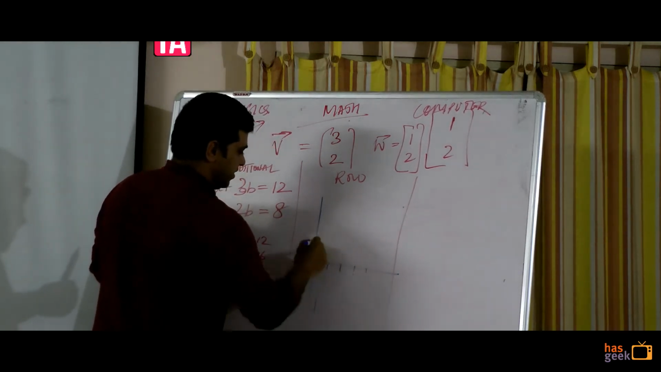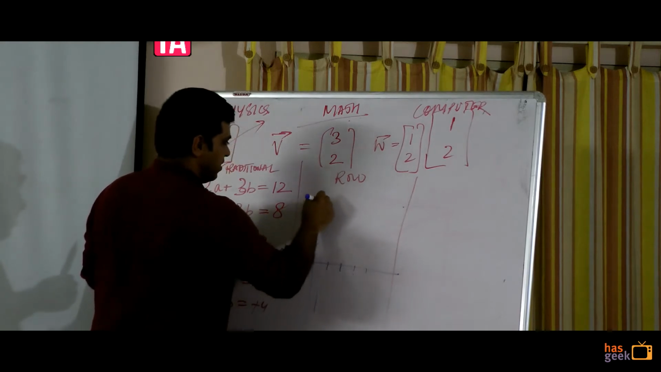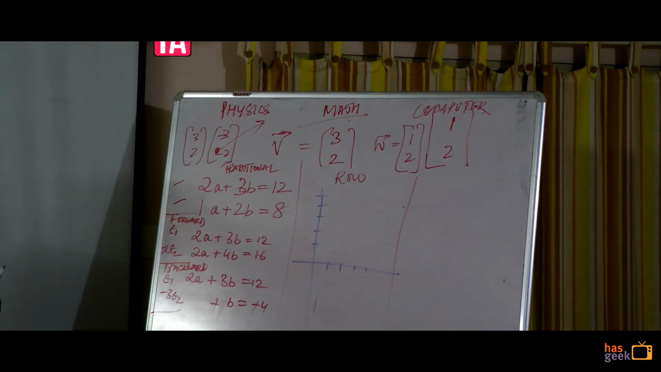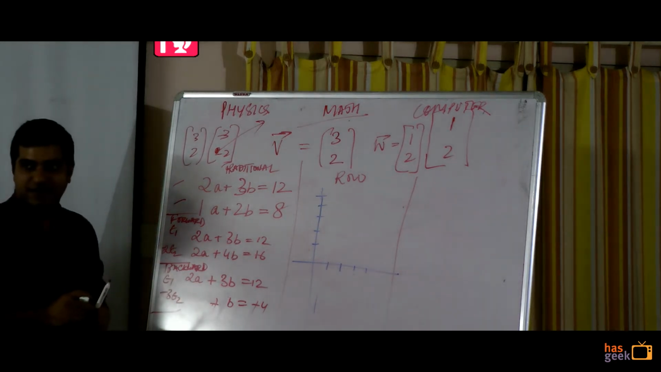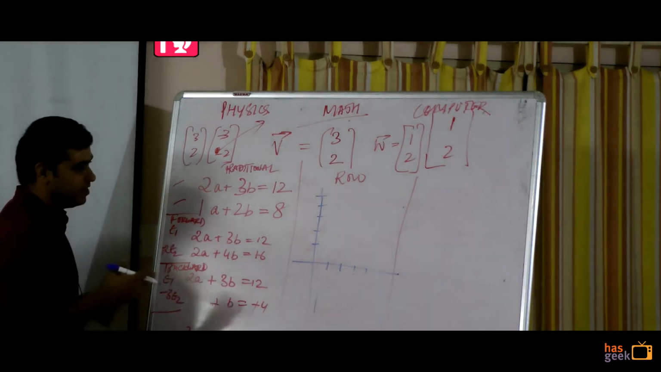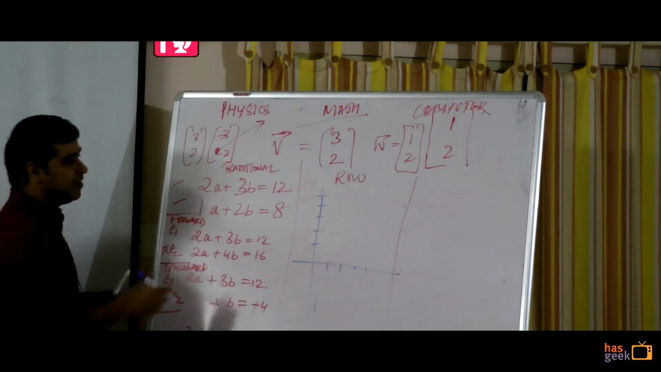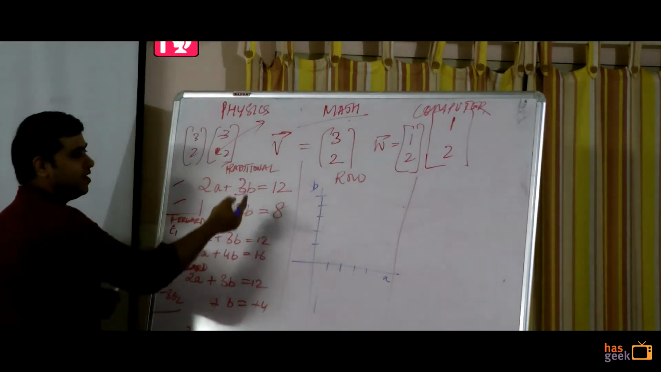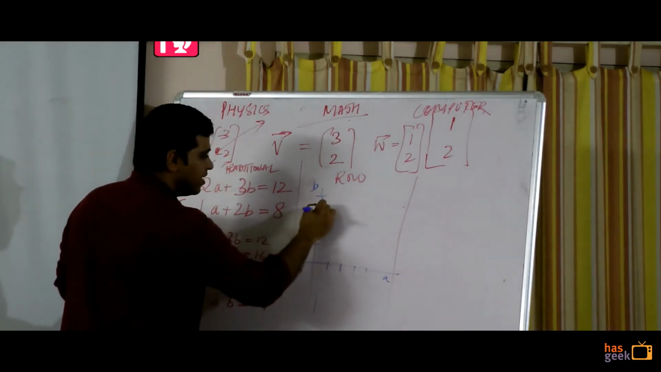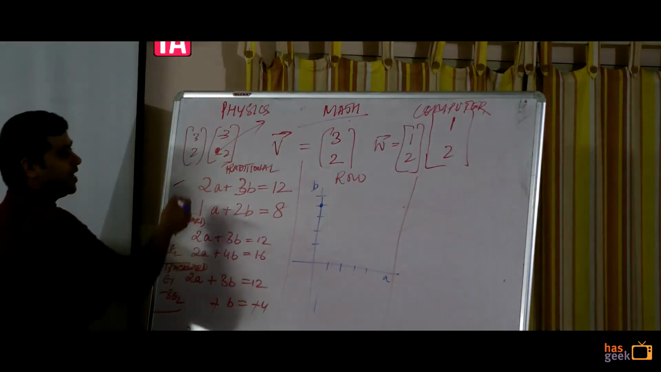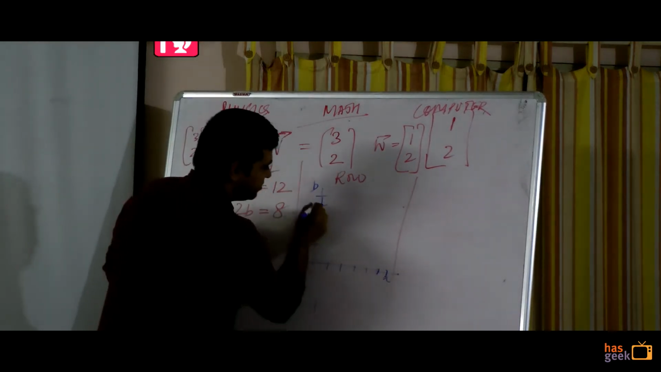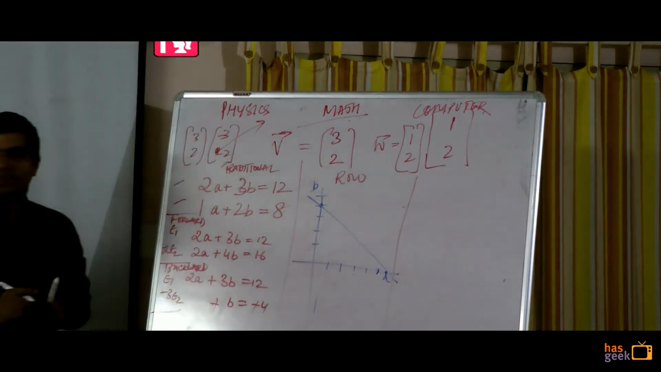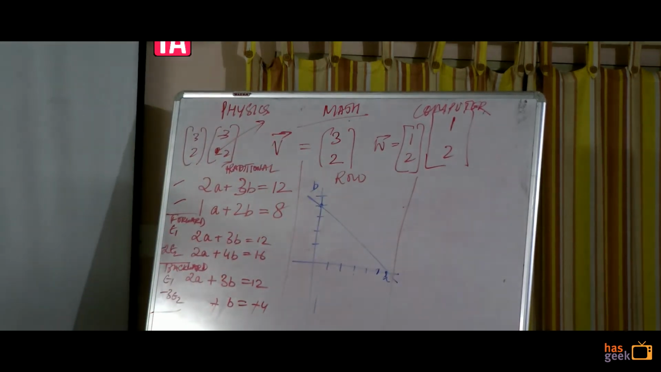So I draw the first line. How do I draw the first line? Put A here, B there. When A is 0, I get B as 4. That's one point. When B is 0, I get 6. So that's my first line. Is that clear so far?